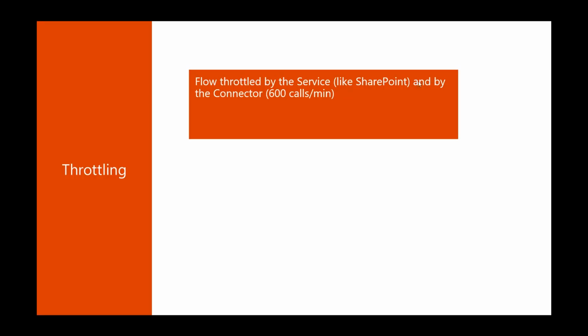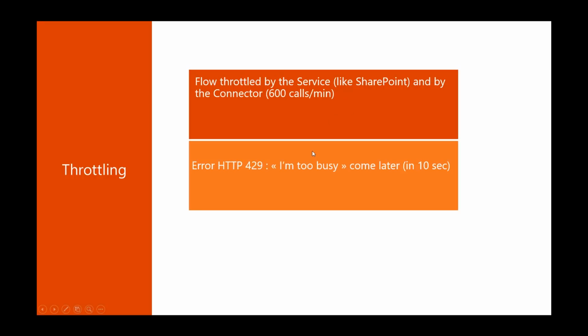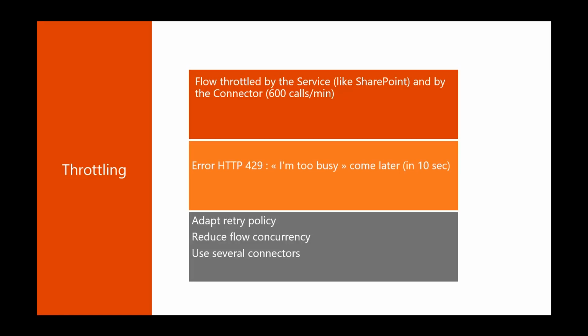And the good news is that we can manage that. Actually, when you get throttled, that means you get the error HTTP 429. I'm too busy, come later, right? So how can we manage that? For every action, we can set up the retry policy. If you get HTTP error 429, the action will restart by itself.